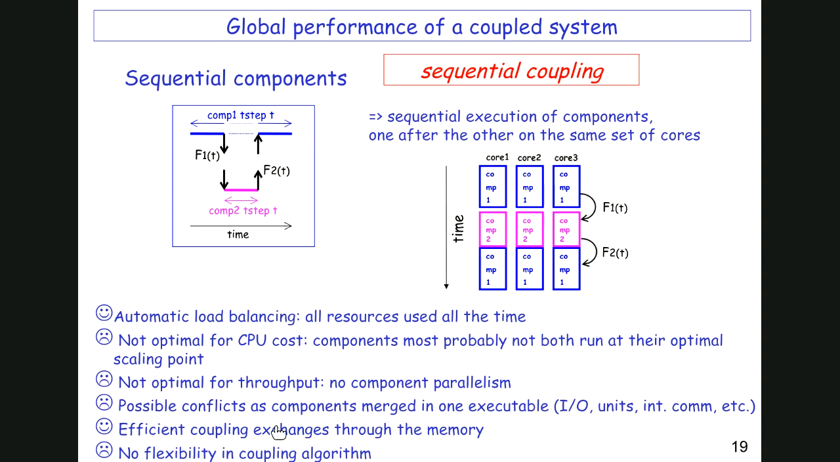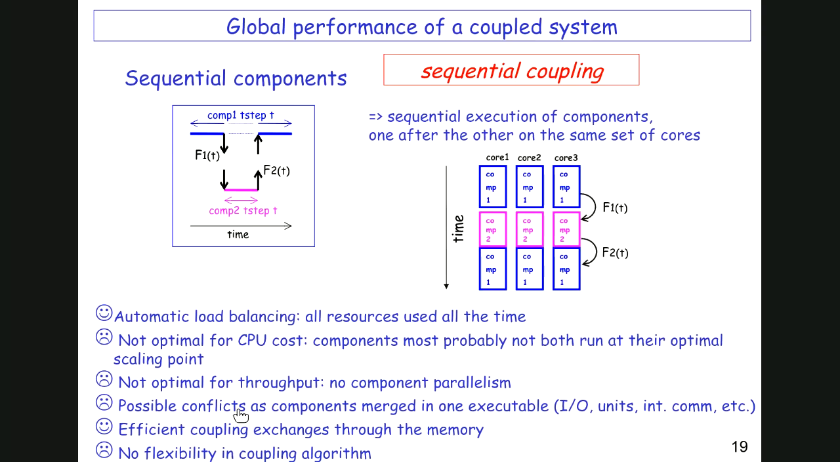One advantage of this configuration is that theoretically, as you are running on the same cores, you are sharing the memory between those components, and you could exchange the coupling fields through the memory. They are running in one same code, on the same cores, so they could in principle get access to the coupling fields in the memory and not duplicate the memory for the coupling fields.